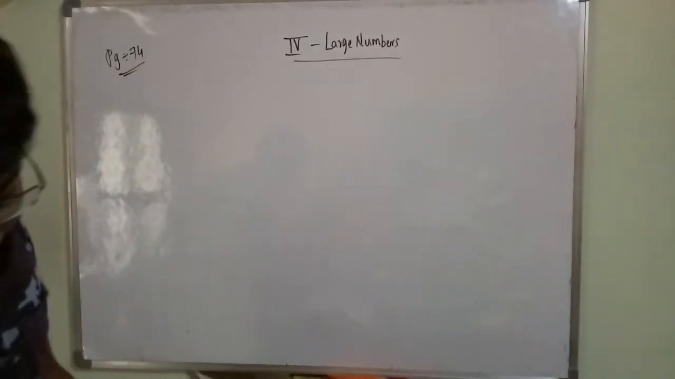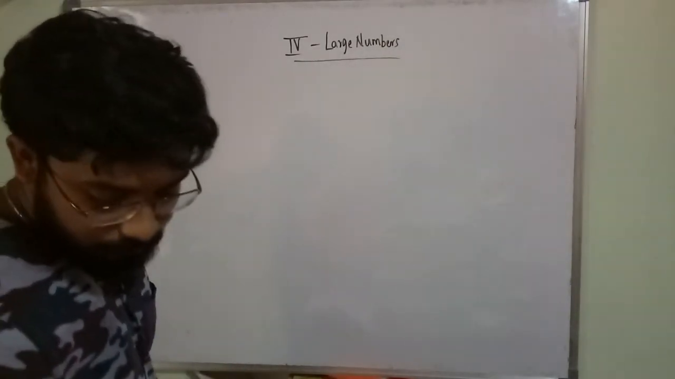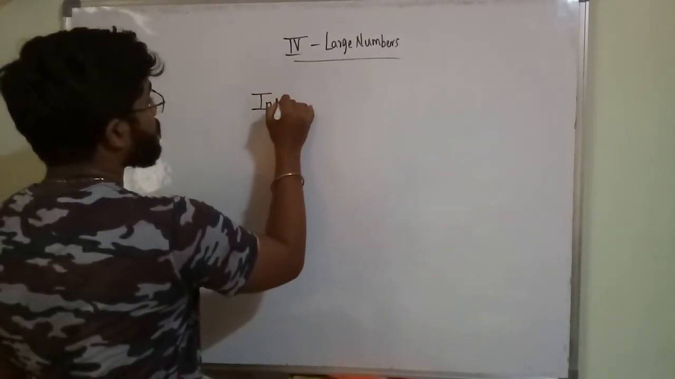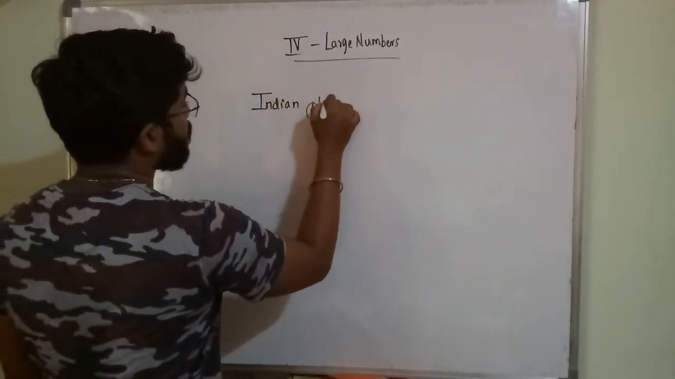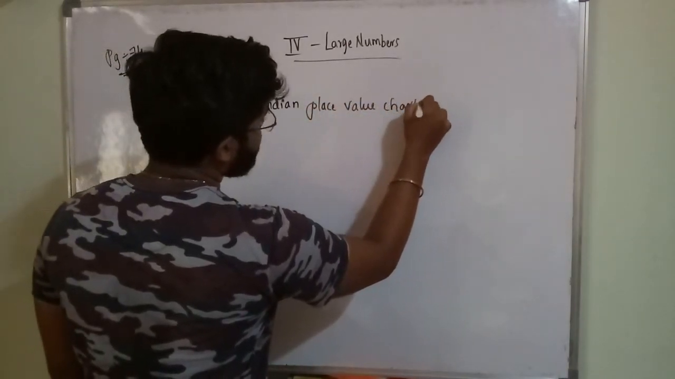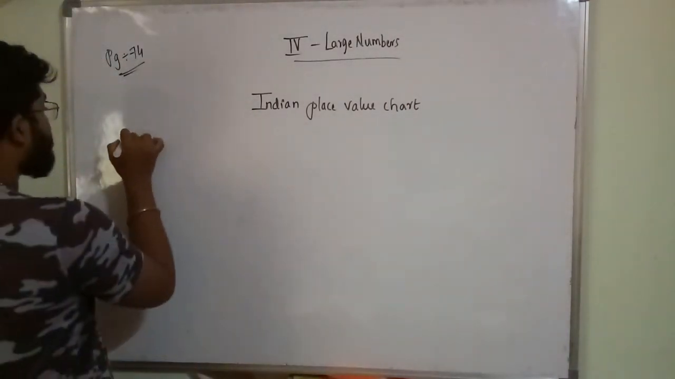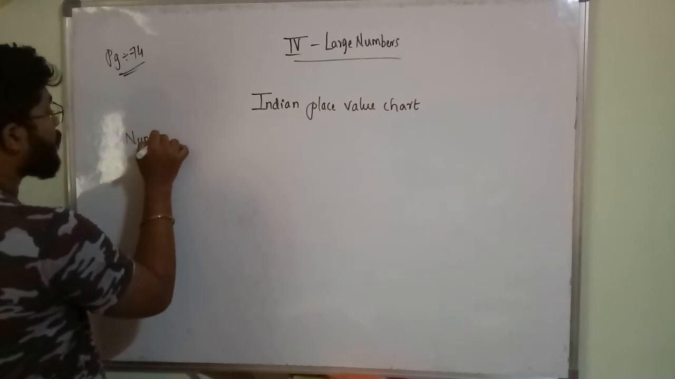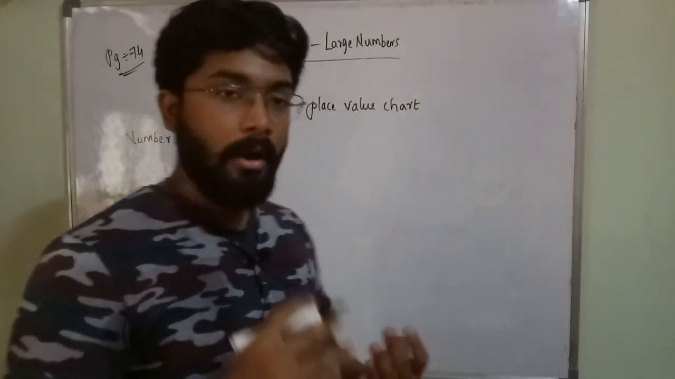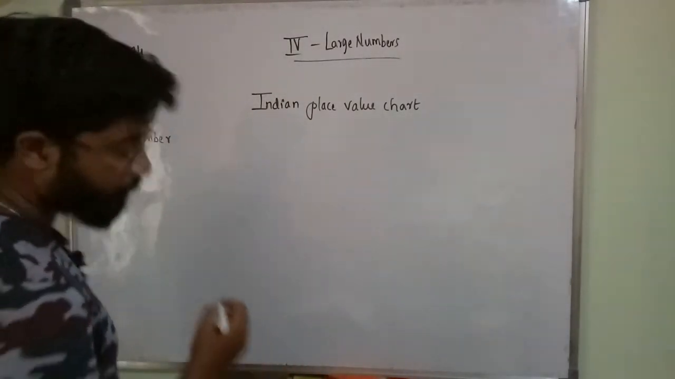So here he has given some examples. Indian place value chart. I will explain this roughly without drawing that table. Okay, so he has given some numbers. How will we separate them with commas? What is the number name? Okay, he has given the number 9012.